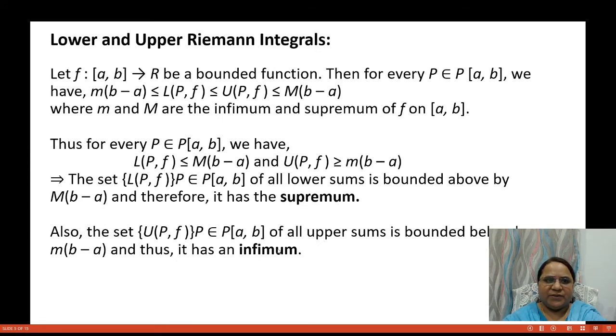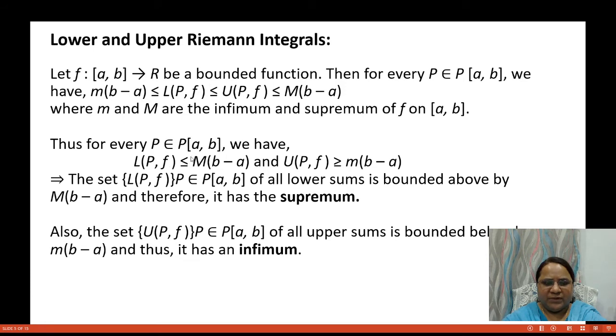Now we have the definition for lower and upper Riemann integrals. If f is a mapping from the interval [a,b] to R, the set of real numbers, a bounded function, then for every partition P belonging to P[a,b], we have m(b minus a) less than or equal to L(P,f), less than or equal to U(P,f), less than or equal to M(b minus a), where small m is for infimum and capital M is for supremum. Small m and capital M are the infimum and supremum of f on the closed interval [a,b].